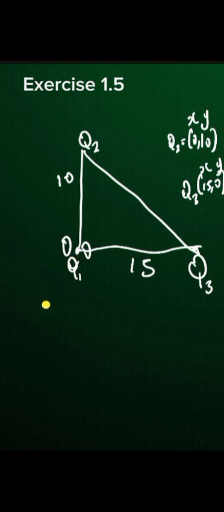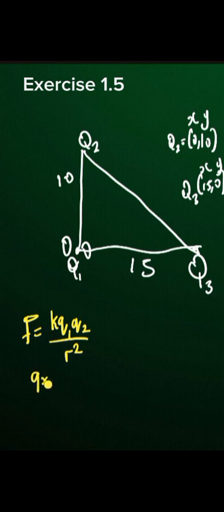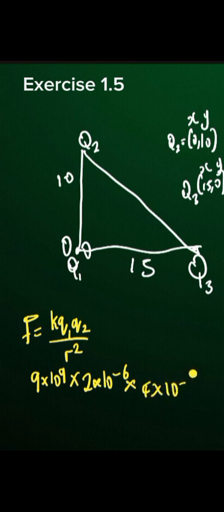Force of Q2 on Q1 is given by, remember that F is equal to K Q1 Q2 over r square. So in this case, our K is 9 times 10 raised to power 9. Our Q1 is given by the value minus 2 times 10 raised to power minus 6. Then our Q2 is given by the value 4 times 10 raised to power minus 6. All over, what is the distance of separation?